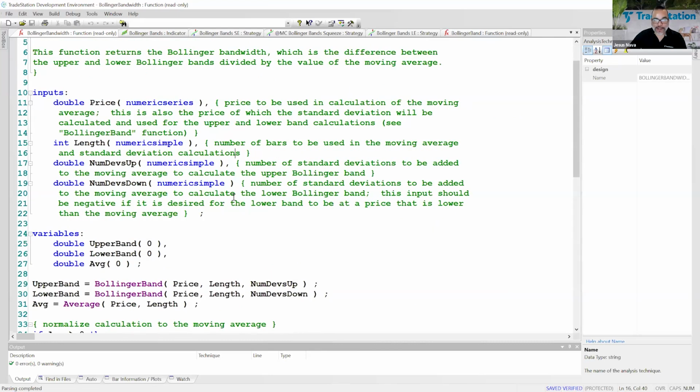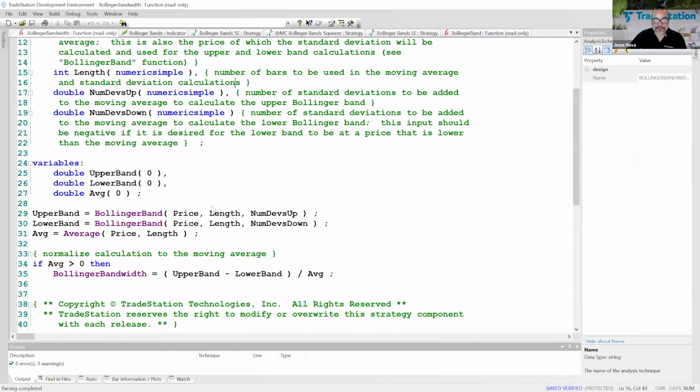And here you can see how it's calculating the upper band minus the lower band divided by the average. Exactly what we just did a moment ago on the chart. We took the upper band on the Bollinger Band, subtracted the lower band, and then divided it by the midline. It gave us the Bollinger bandwidth. So this is just a confirmation that what we did is exactly what's inside of the function.